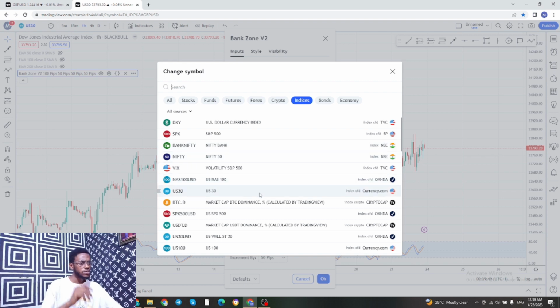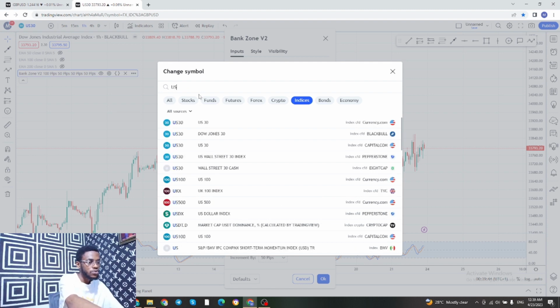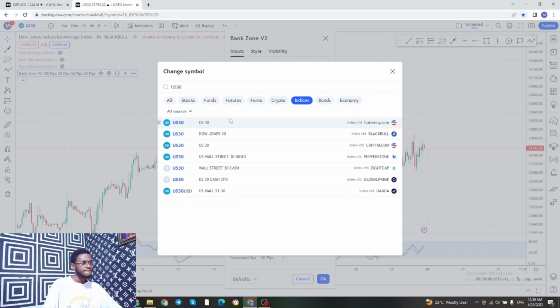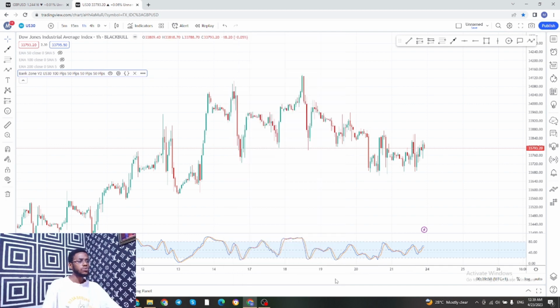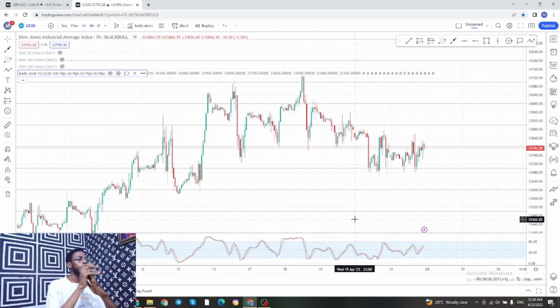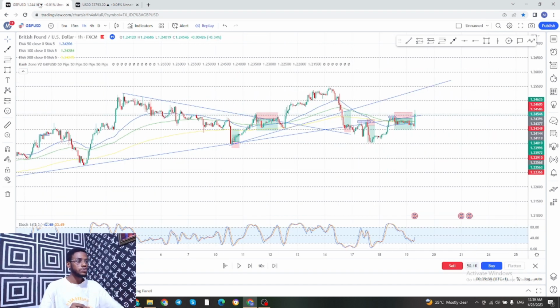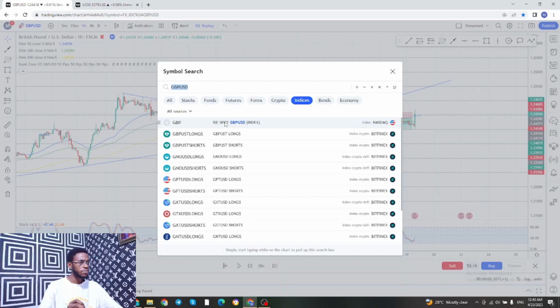I don't want to use currency.com. I have it on currency.com already. So let me just type in US 30. Let's just type right here. Okay, let's see. Right there, guys. Very easy. Like I said, I'm going to show you guys my GBP USD. Let me show you the one I use.